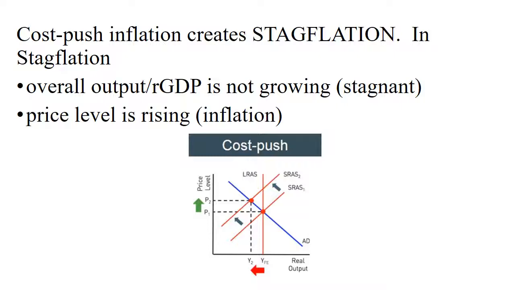You will need to draw cost push inflation on the next page, so go ahead and turn the notes. This is mostly labeled correctly. You could label it price level or APL. That's fine either way. Real output we've done as real GDP.